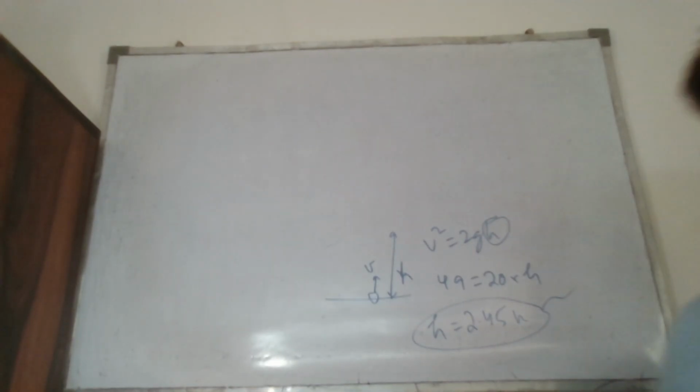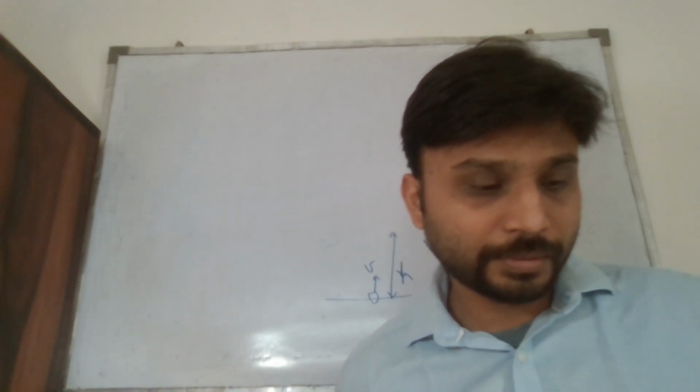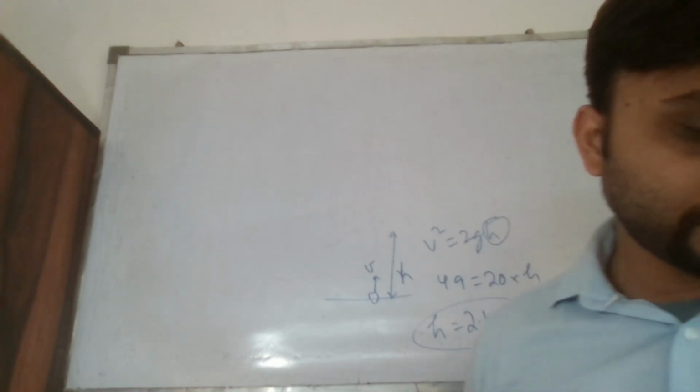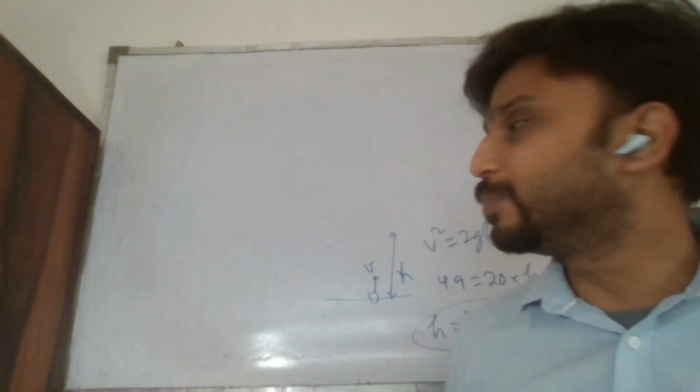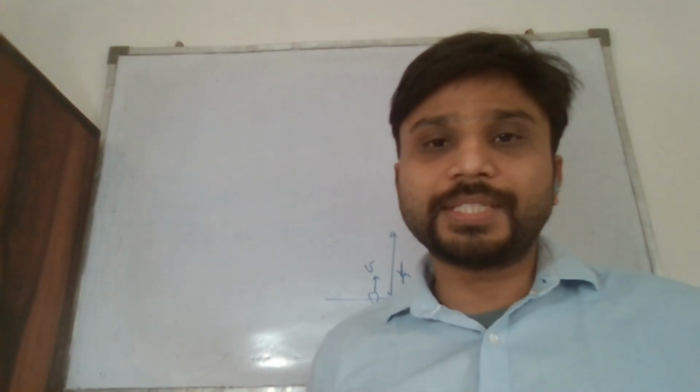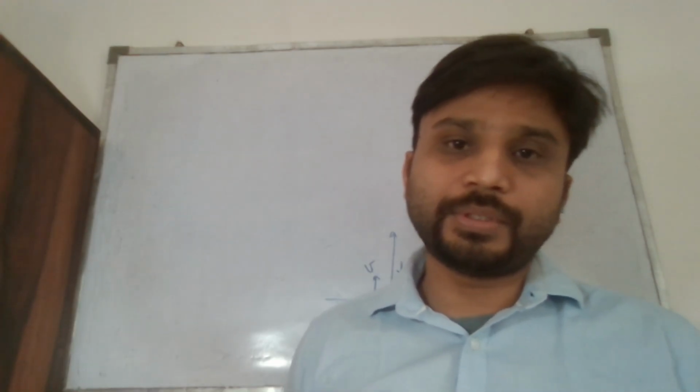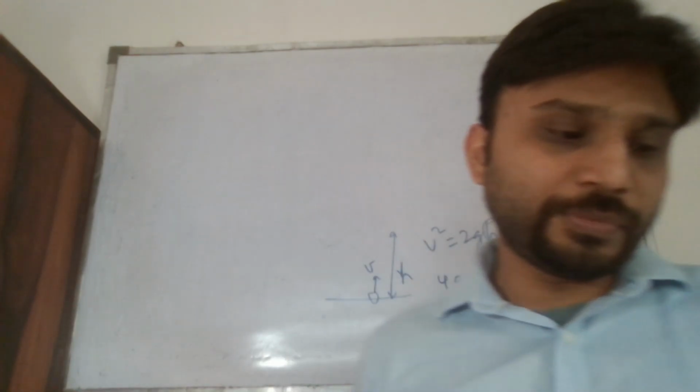So this h is 2.45. So this is not matching our options. That means our option C is wrong. We have option D now, which I was telling.